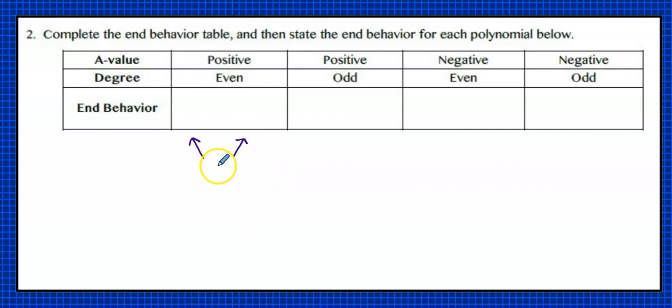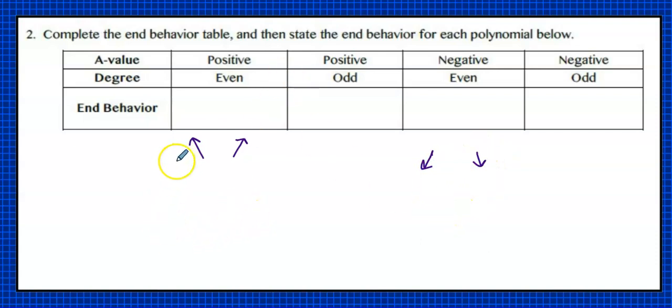You could have all kinds of stuff going on in here. You could have all kinds of curves and bounces and passes and everything. But we're looking at the arrows at the end. So the end behavior, if you have a positive a value, which is the positive leading coefficient, and an even degree, the arrows are going to look like this. If you have a negative a value or leading coefficient and an even degree, the arrows are going to look like this on the left and right.